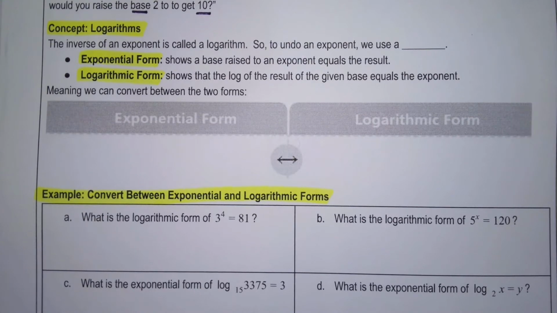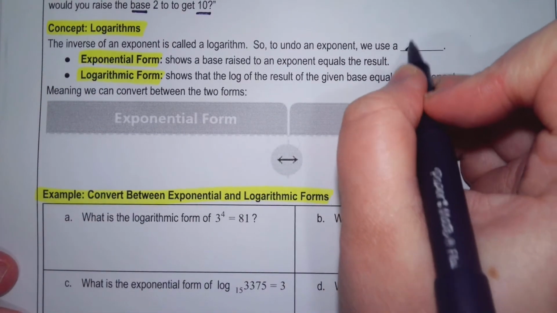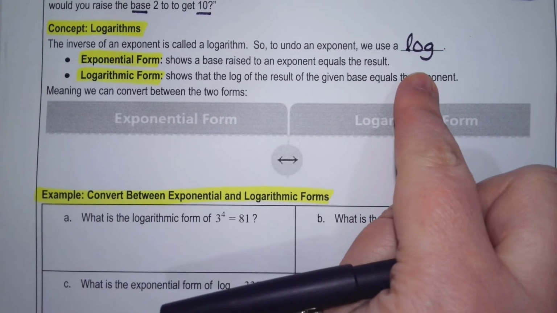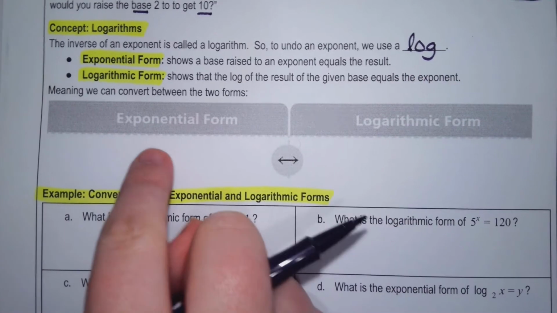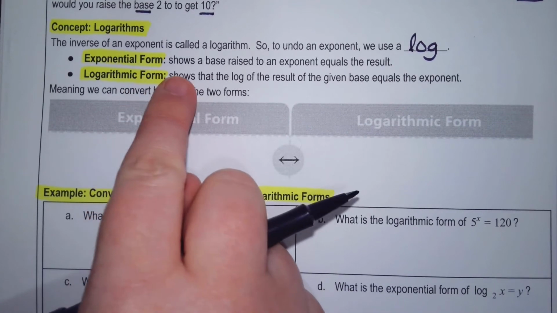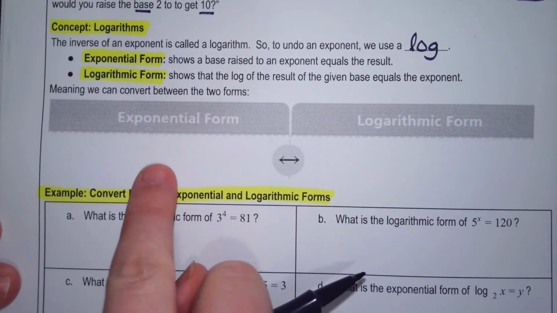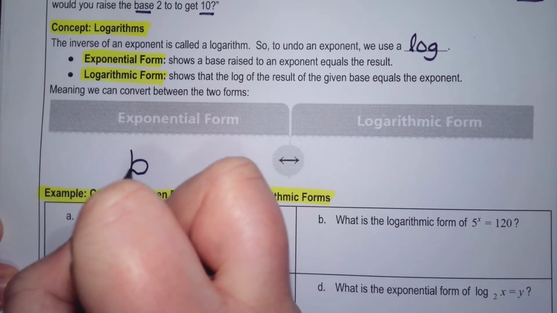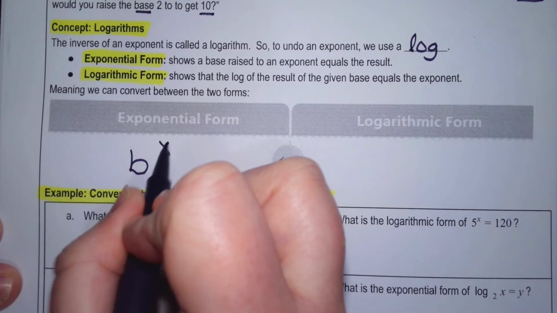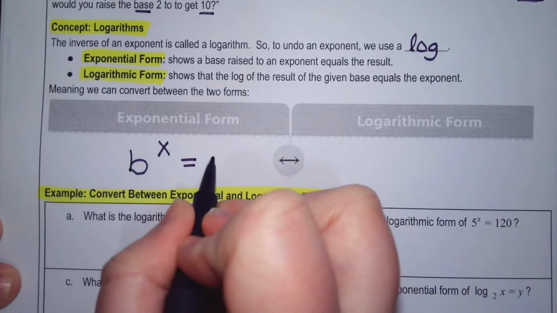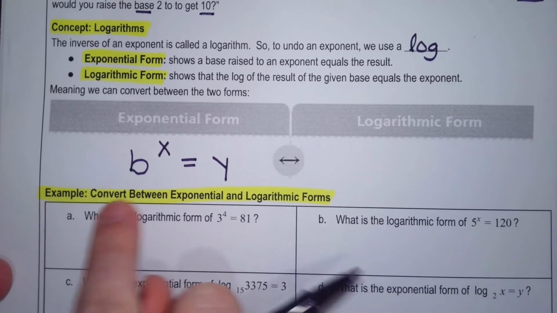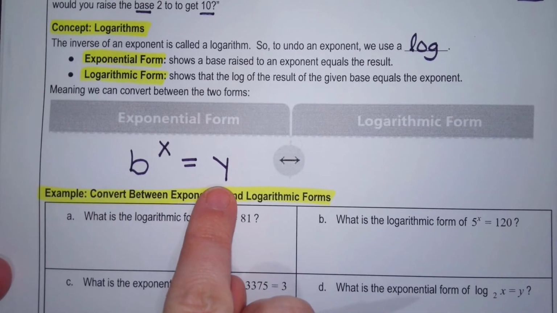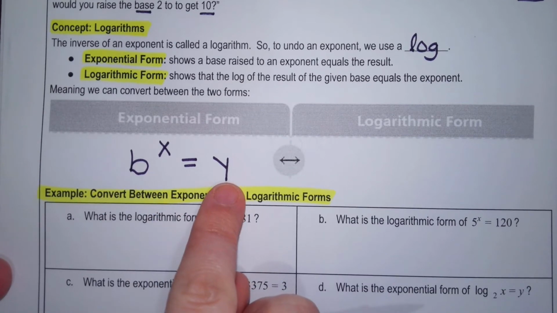So the inverse of an exponent is called a logarithm. To undo an exponent, we will use a log, and that's how I'm going to abbreviate logarithm going forward. The exponential form of something shows a base raised to an exponent equal to a result. So this is exponential form. It's something we are quite familiar with. We just took a test on our exponent unit.